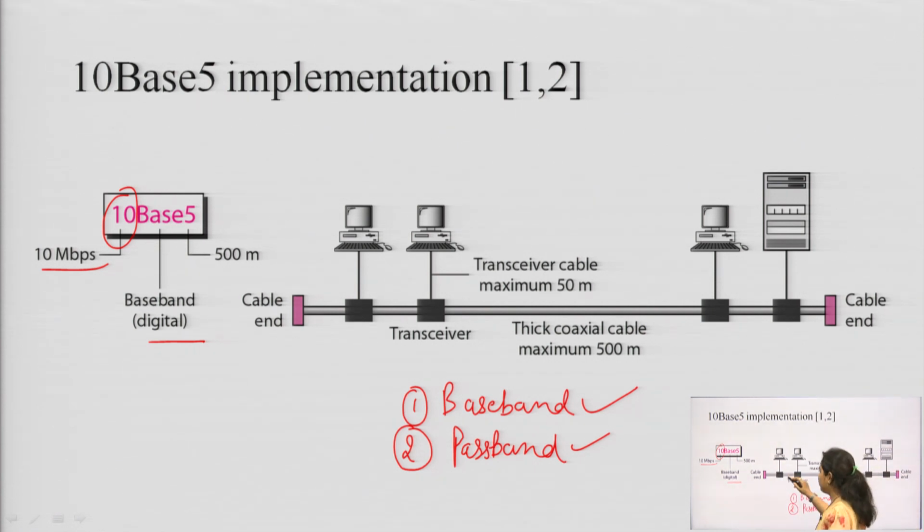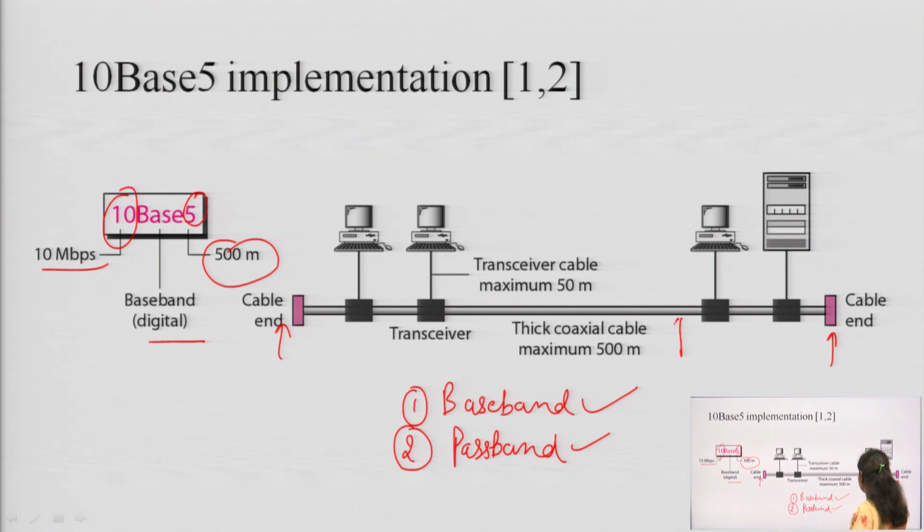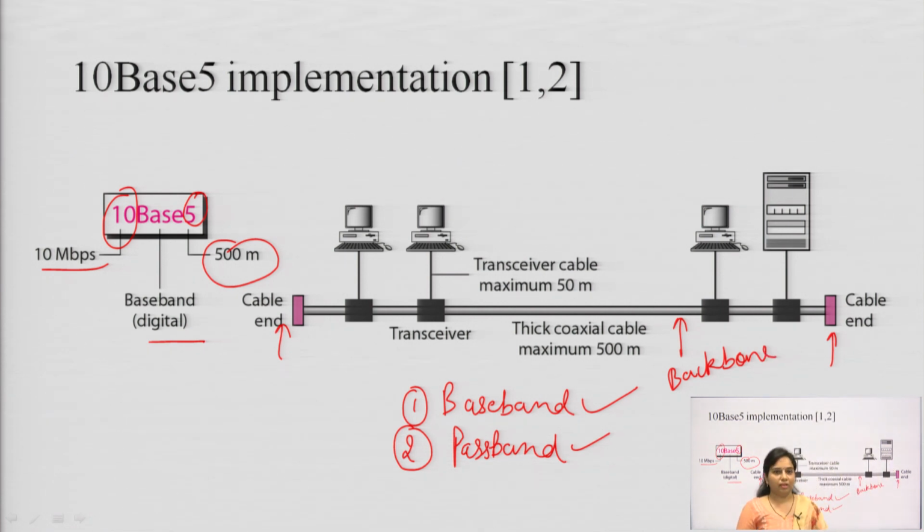Now, lastly, 5 means the maximum length of the wire that can be connected between the transmitter and receiver is 500 meters. This is based on the bus topology, as you can see this is cable end 1, this is cable end 2. These are the different systems connected to this backbone, the main connection between the cable ends. If there is any problem in this backbone, then the whole network will suffer. So, there will be no proper transmission of information.